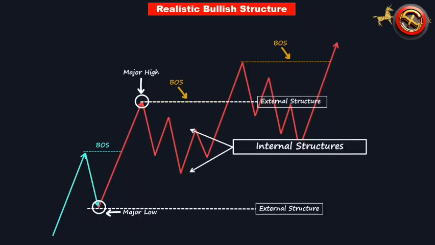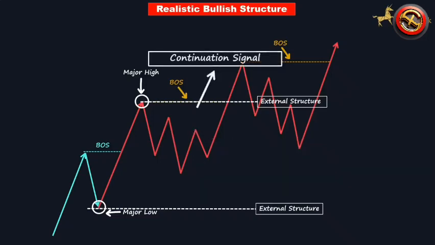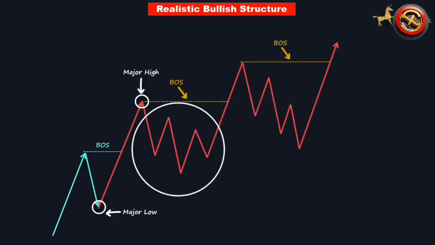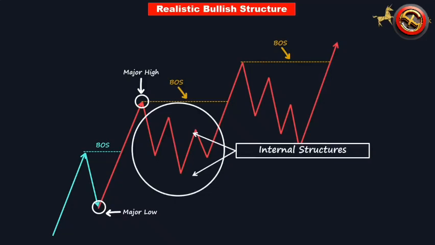If the price breaks the major high to the upside, creating a break of structure, BOS, it signals a continuation of the trend. However, if the price falls below the major low, we should consider it as a trend reversal signal. The specific internal price action within the range of external structures doesn't matter, as long as the price remains above the most recent major low.